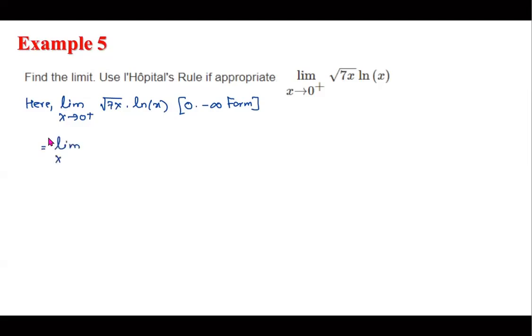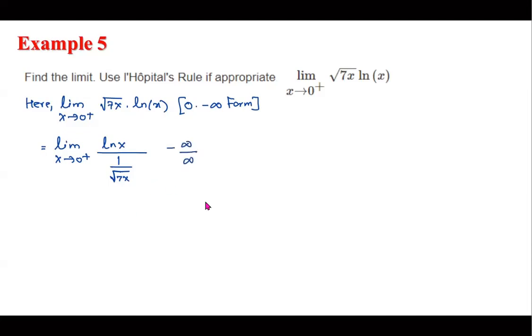Limit as x approaches 0 from the right, we have natural log x multiplied by the square root of 7x. This can be written as natural log x over 1 over the square root of 7x, because writing 1 over the reciprocal is the same thing. Now, if we look at this carefully, the numerator is infinity, the denominator will be 1 over 0, that will also be infinity. So basically this is in the form infinity over infinity.